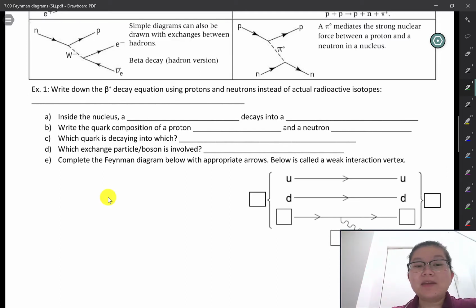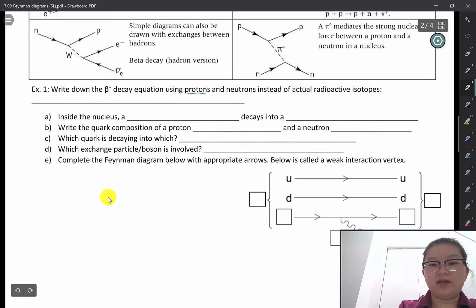Okay, so for a beta decay, essentially what is happening is that you have a proton that decays into a neutron and a positron with the antineutrino. So that is what we will be doing. We'll be looking at just the protons and the neutrons instead of the entire radioactive isotopes.